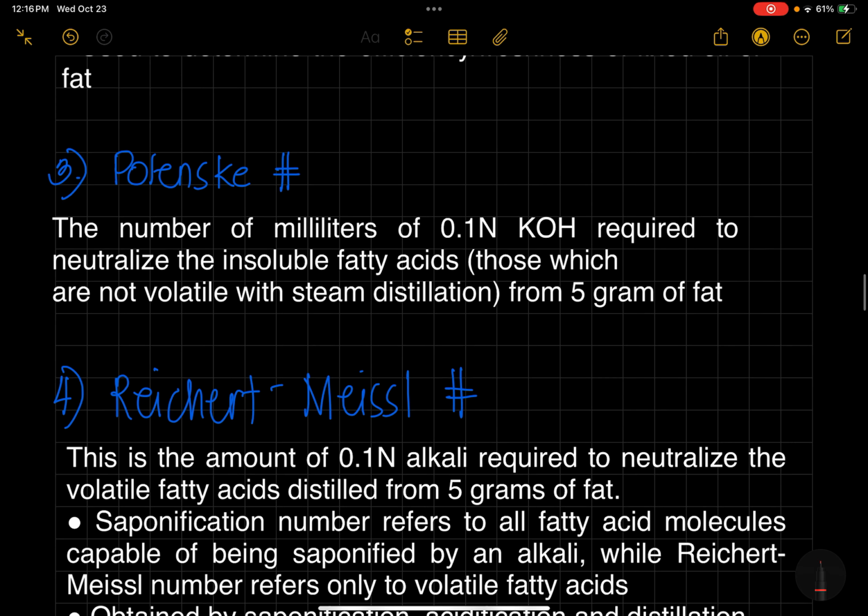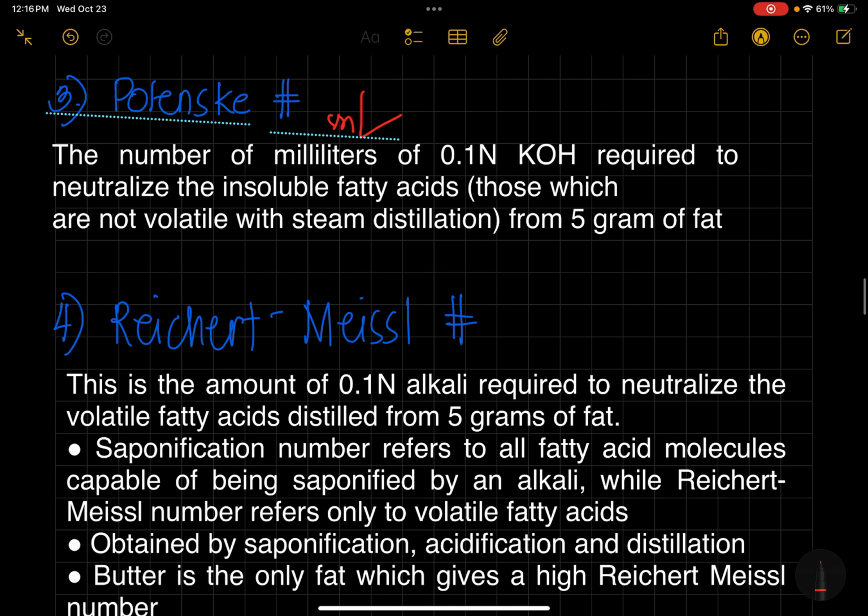We have Polenske number. Polenske number is the number of milliliters or ml of 0.1 N or normality of potassium hydroxide required to neutralize the insoluble fatty acids, those which are not volatile with steam distillation from 5 gram of fat. We have Reichert-Meissl number.